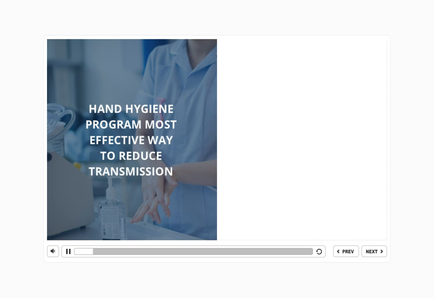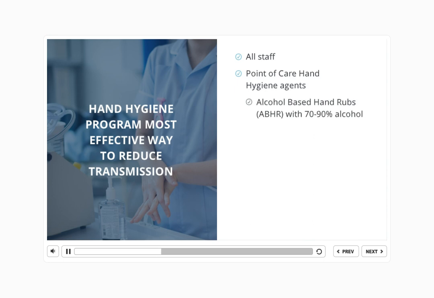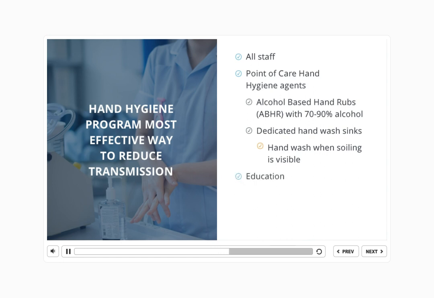A hand hygiene (HH) program is the most effective way to reduce transmission. It includes all staff. Using point-of-care hand hygiene agents such as alcohol-based hand rubs, ABHR, with a 70 to 90% alcohol concentration, and dedicated hand wash sinks to be used when soiling is visible. It also includes an education program such as Just Clean Your Hands, plus a plan to monitor, evaluate, and improve.